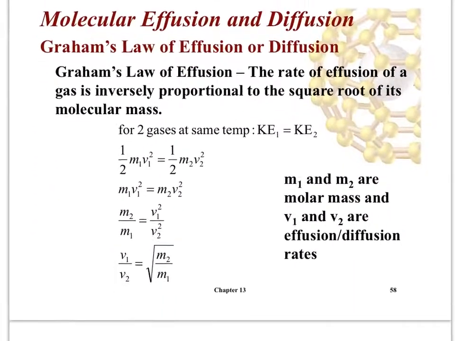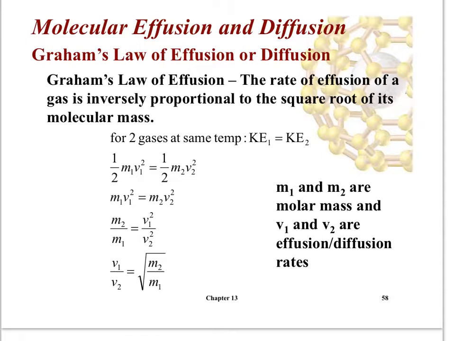So we're going to derive Graham's law together here. You do not need to be able to derive it, but I think it helps you understand it better. Let's say you have two gases, gas 1 and gas 2, and they're both at the same temperature. That means their kinetic energies are the same. So the kinetic energy of gas 1 is equal to the kinetic energy of gas 2.